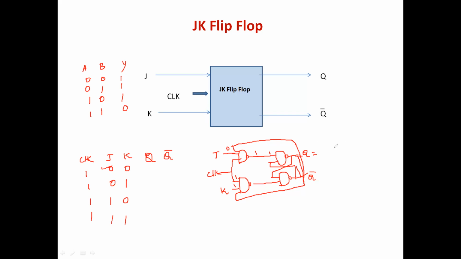So let me assume Q is 0 and Q bar was 1 in the previous output. When Q is 0, the feedback I have taken from Q to K means that this will be 0.